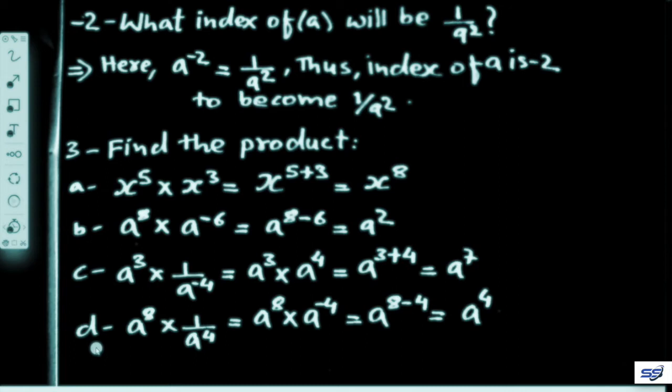Similarly, in d, we can see a power 8 into 1 upon a power 4. Here there is no minus sign, so to invert this we have to change the sign of the power. Here a power 4 should be converted into a power minus 4, so a power 8 into a power minus 4. Again this is in the form of multiplication, so the powers shall be added. Now a power 8 minus 4, 8 minus 4 is 4, equals a power 4. In this way we can do simple basic multiplication. In every multiplication, if the base is the same, the powers shall be added.